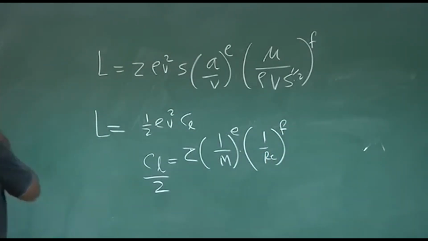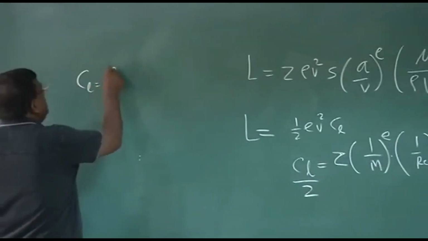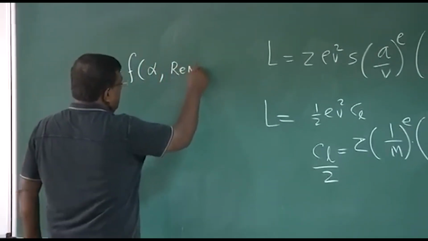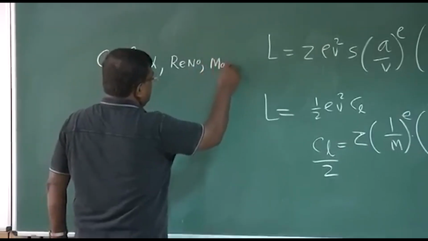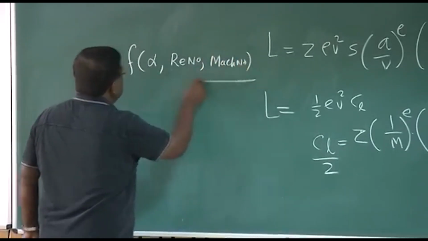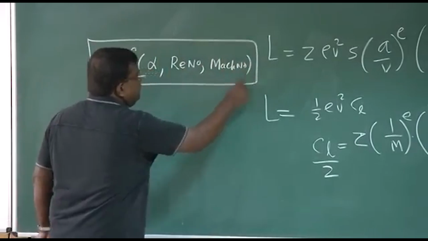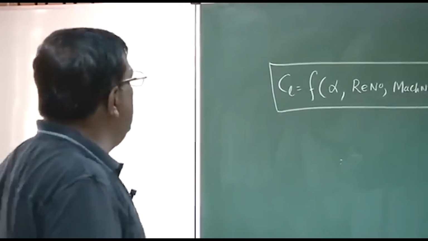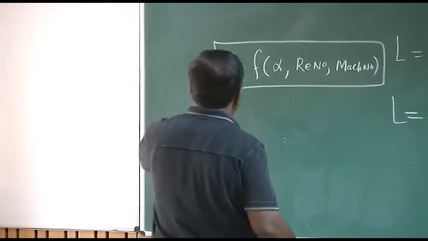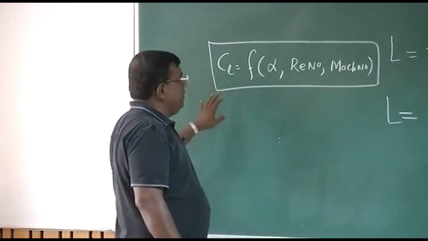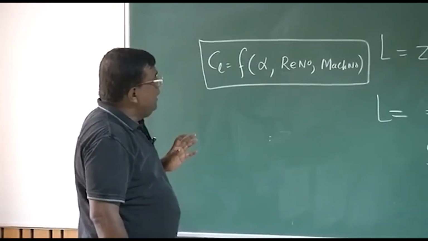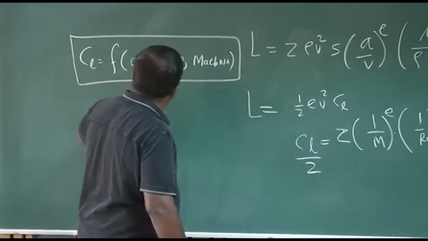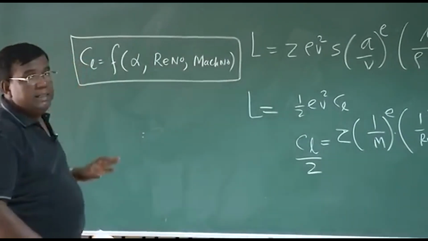By doing that, what has happened, you see? Now we know CL is a function of alpha, and also Reynolds number and Mach number. Our life has become so simple. How do I utilize this? The question is this. And what is the CL? CL is the lift coefficient. My question is, do I work with L or do I work with CL? What is the advantage I get?